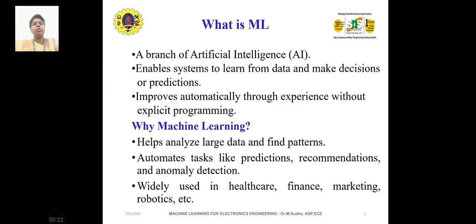So before going to that, what is machine learning? A branch of artificial intelligence that enables systems to learn from data and make decisions or predictions. It improves automatically through experience without explicit programming. Explicit, what is the literal meaning? That is detailed. And why machine learning? Why do we go for machine learning? That is a very important question. It helps analyze large data and find patterns. That is the main reason. It also automates tasks like predictions, recommendations, and anomaly detection, widely used in healthcare, finance, marketing, and robotics.